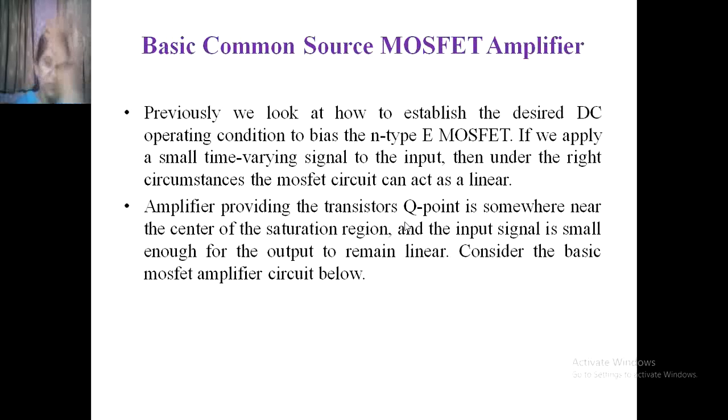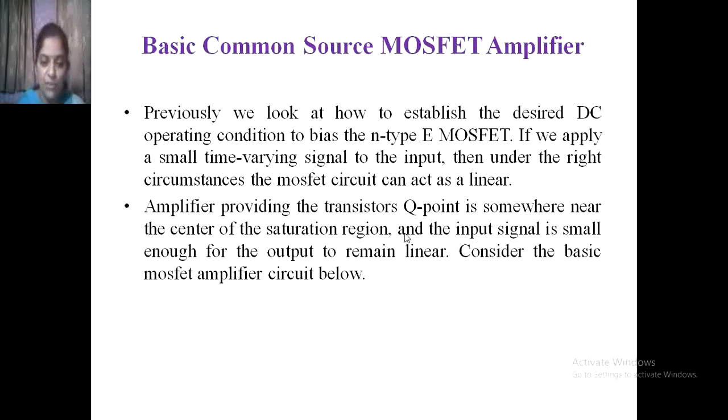Then the basic common source MOSFET amplifier. Previously we looked at how to establish the desired DC operating condition to bias the N-type E-MOSFET. If we apply a small time varying signal to the input, then under the right circumstances, the MOSFET circuit can act as a linear amplifier, providing the transistor Q point is somewhere near the center of the saturation region, and the input signal is small enough for the output to remain linear.